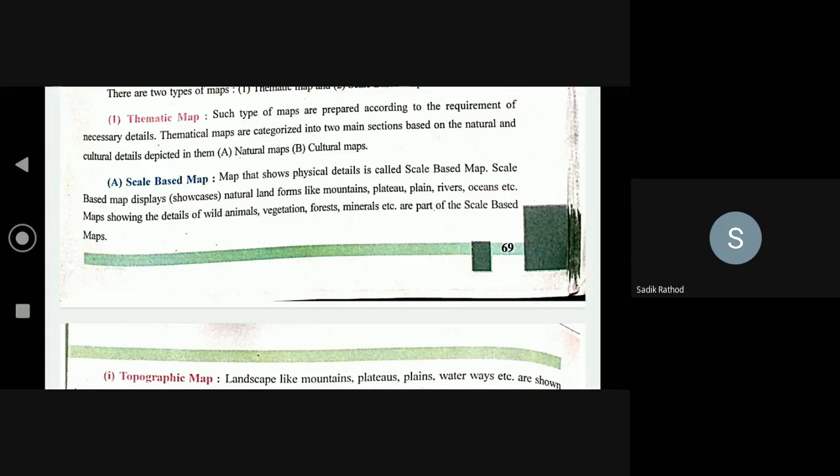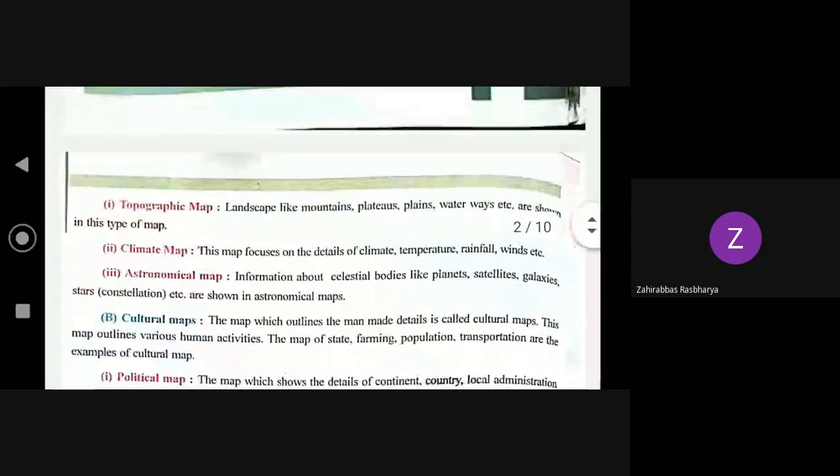Whereas maps showing the details of wild animals, vegetation, forest, minerals, etc. are a part of what, beta? They are a part of the thematic maps.